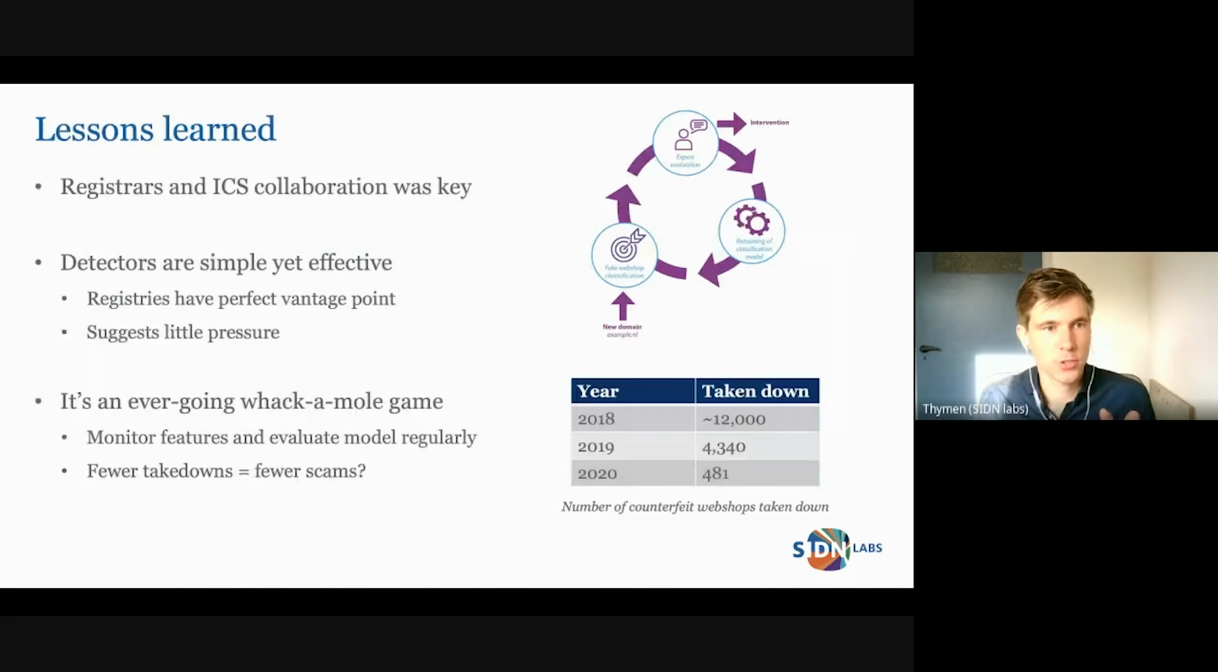So to summarize this project, what did we learn? Well, we learned that it was possible to use machine learning to detect fake web shops, but we also learned that it was very important to collaborate with registrars and also ICS, because ICS, for example, could provide us with ground truth data and help us annotate, but the registrars, we need them to actually have impact in the real world, because we as SIDN cannot take domain names down ourselves, and registrars sometimes can.